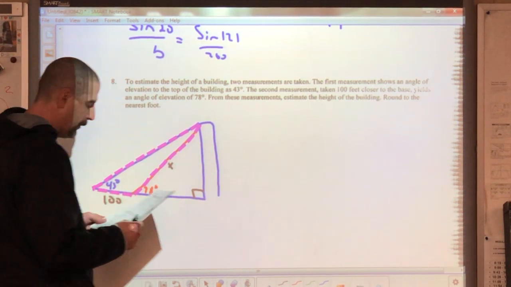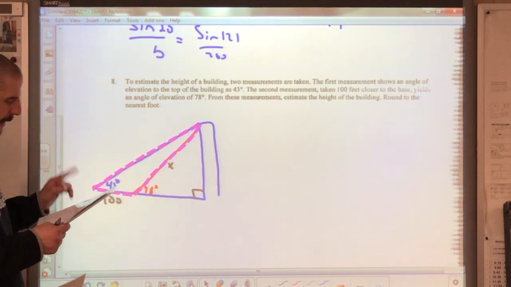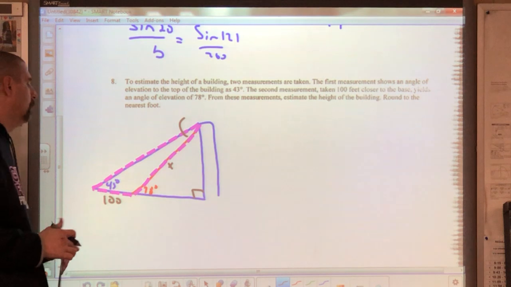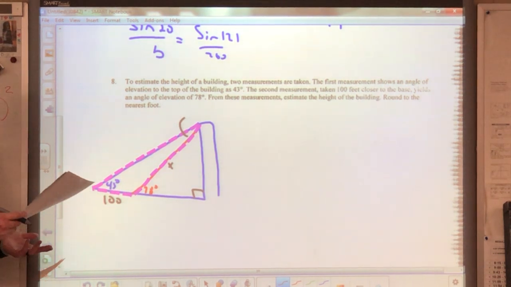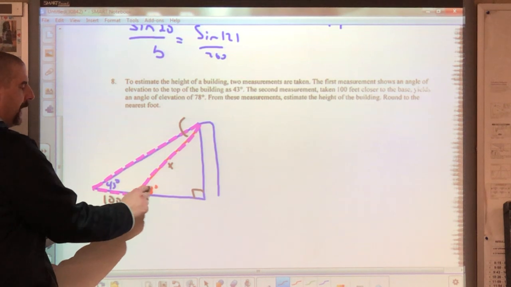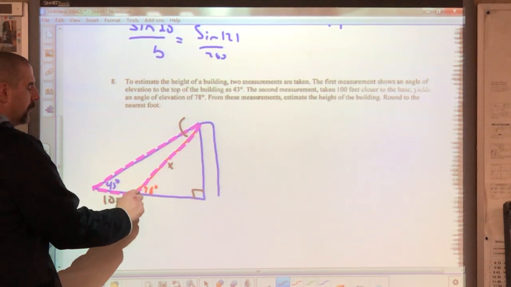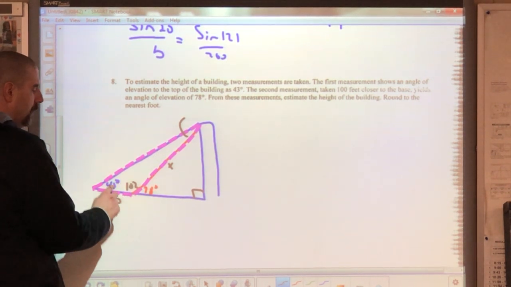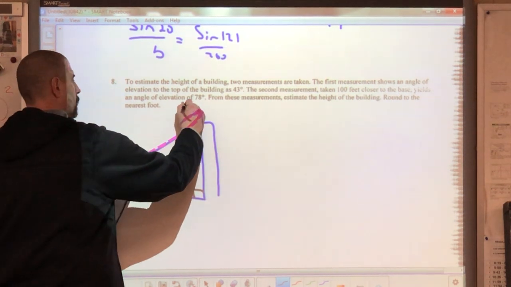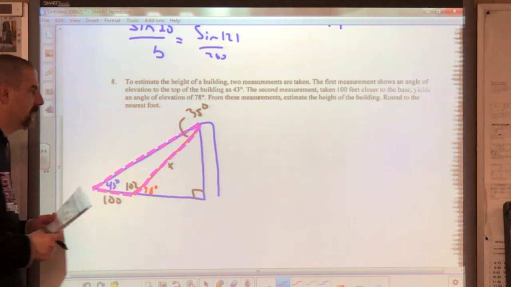Now here's the other problem, okay? We need to find this angle right here, okay? That angle, well, how do we find it? Well, these are a linear pair here. They make 180 degrees, so this is 102. Take 43 plus 102 and subtract from 180. You'll get 35 degrees there, okay?